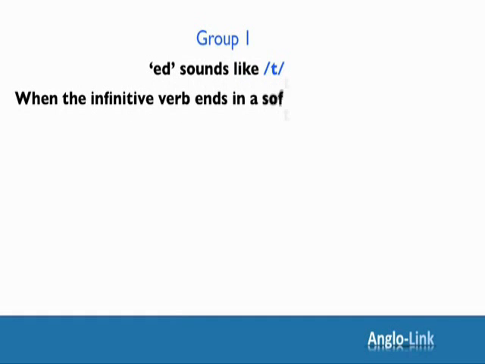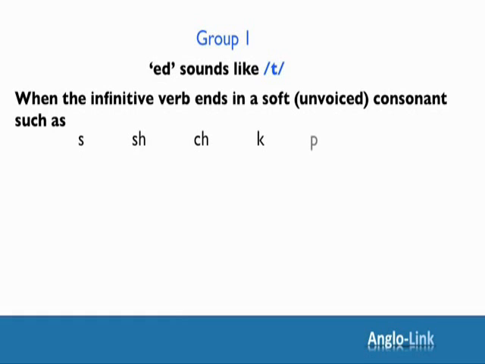Okay, let's look at group 1, when ed sounds like t. This happens when the infinitive verb ends in a soft or unvoiced consonant, such as s, sh, ch, k, p, f.